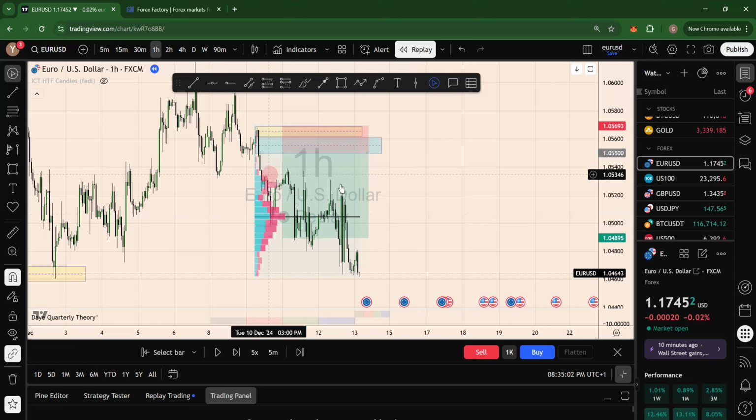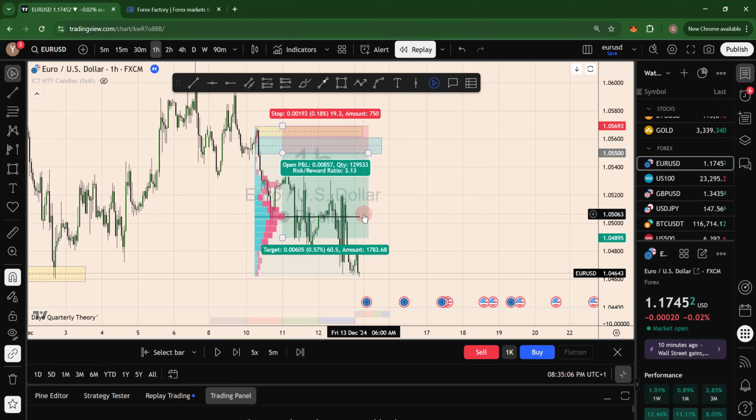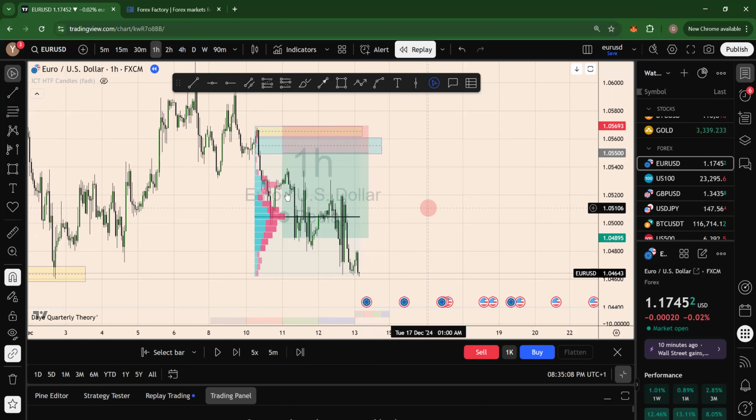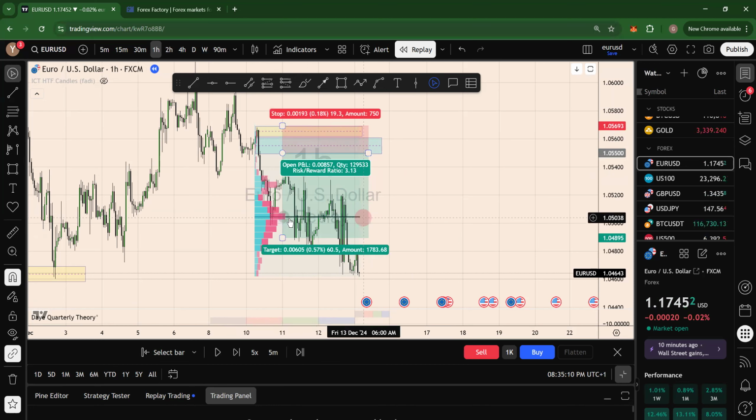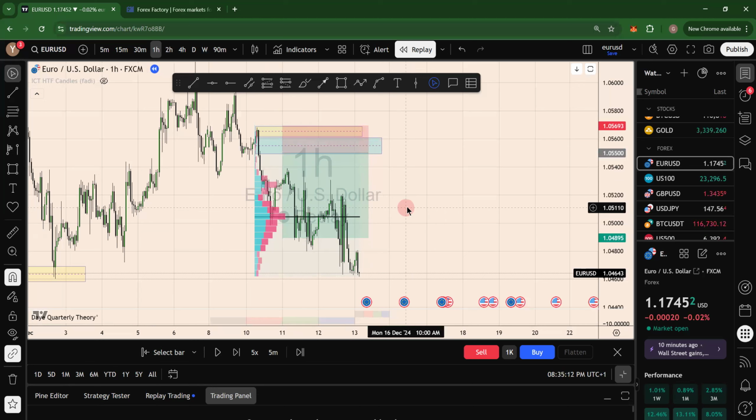I don't really use volume, but it's good. You can use it to solidify your key levels. If you have a key level and this shows you that much volume is coming from that key level, it actually increases the chances of that key level playing out.